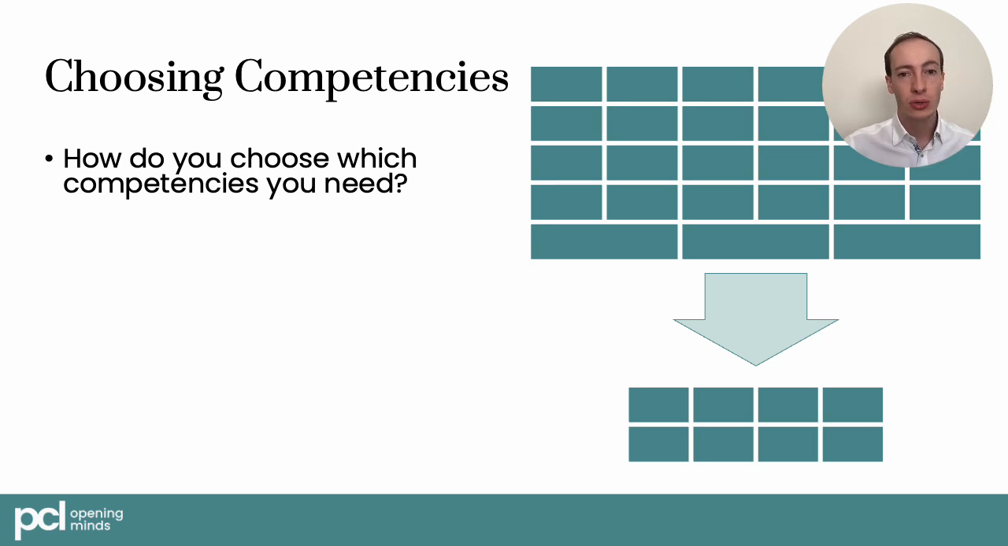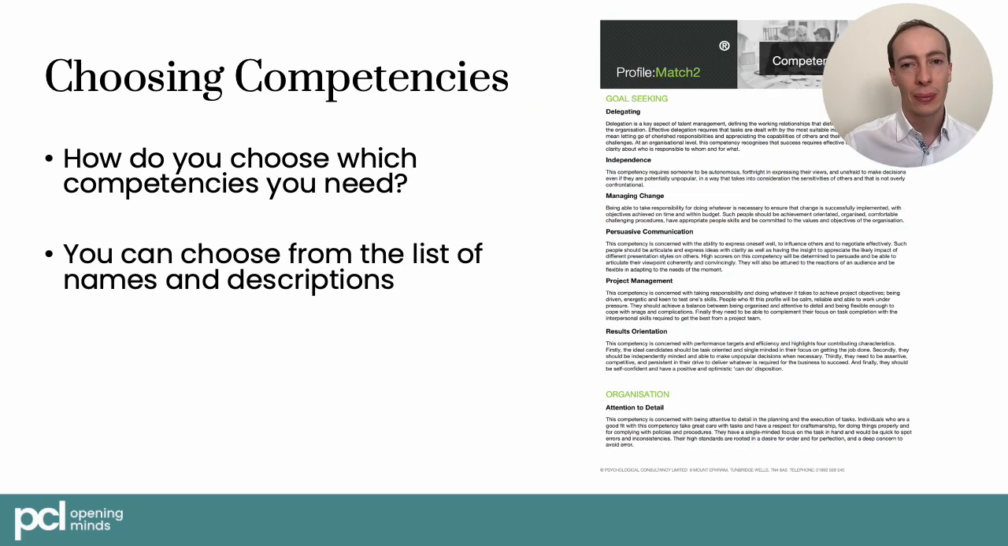In terms of how you choose and whittle down the 27 to your select few, you can do this by reading the competency descriptions and identifying which are most crucial for your current project. This document, by the way, is available on the Profile Match website in the top banner called Competency Library.